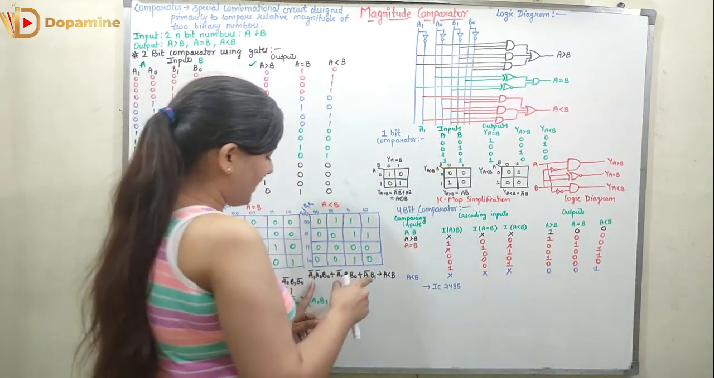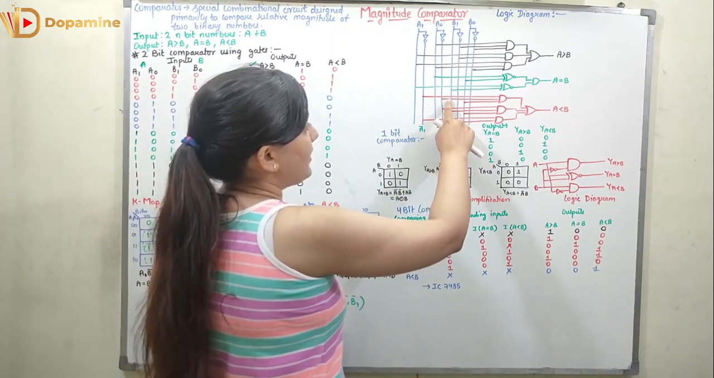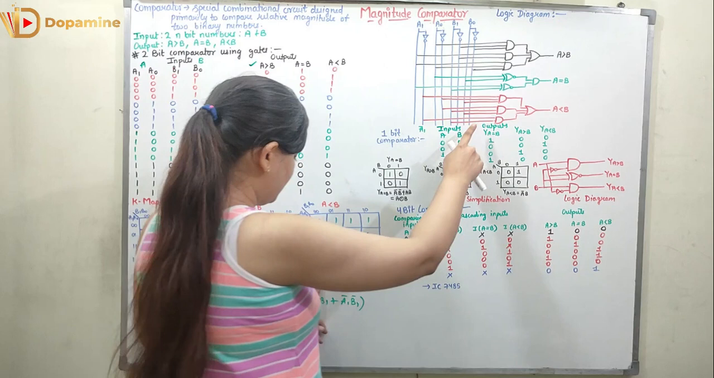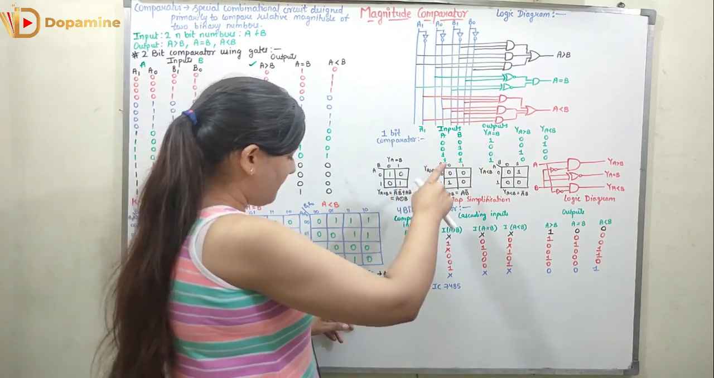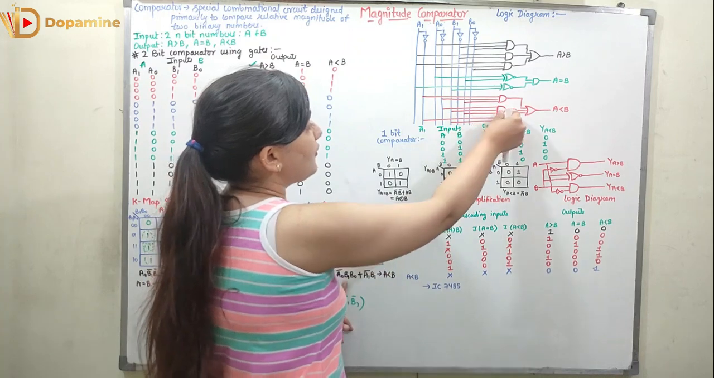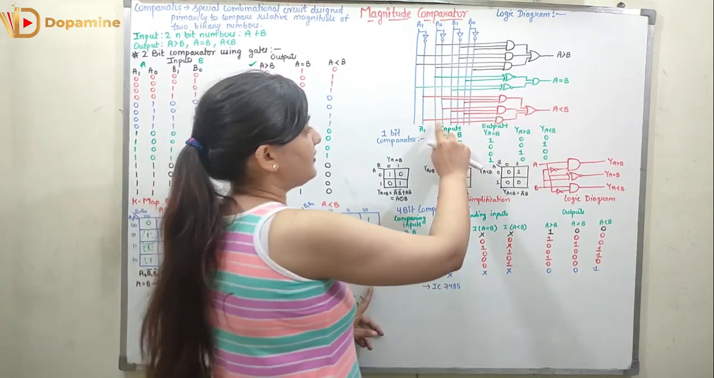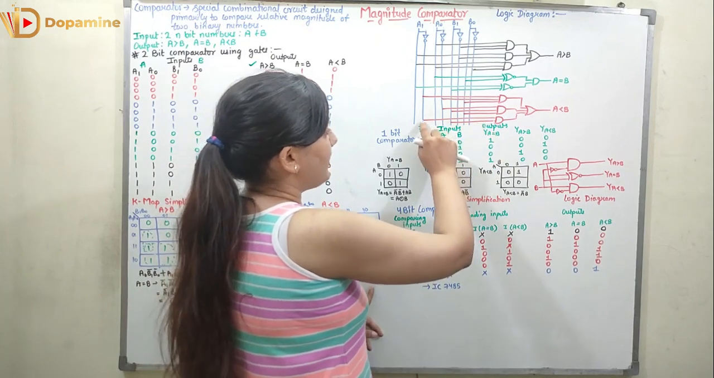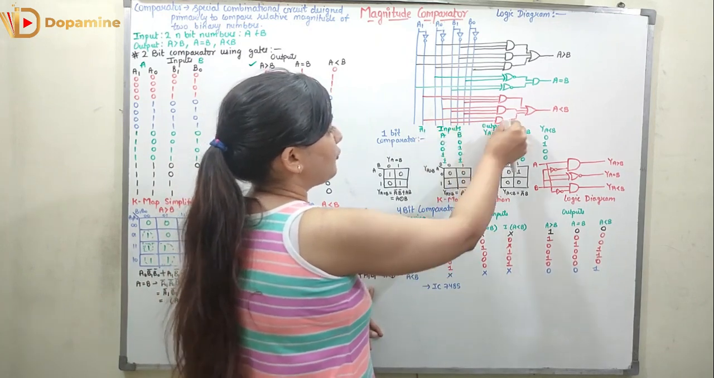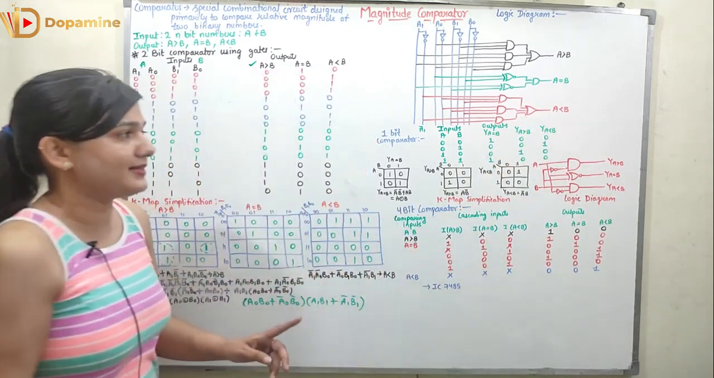For the third case, we have A1 bar, A0 bar, B0. So A1 bar, A0 bar, B0. Second term is A0 bar, B1, B0. So A0 bar over here, B1 or B0. All of them are multiplied, so AND gate, right? So again the third term is A1 bar, B1. So A1 bar over here, it is connected with B1 and both of them are ANDed. So with the help of OR gate, we will get the condition for A is less than B.